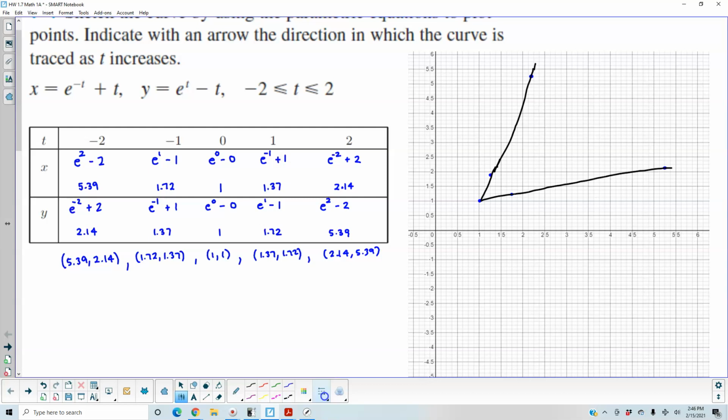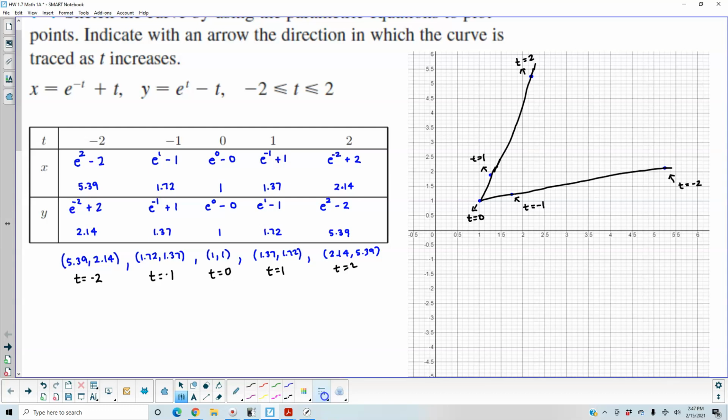So what do those arrows tell us? Well, when t is -2, which was our first point, that point here is where t is equal to -2. And here is when t is equal to -1. Over here is where t is equal to 0. Here's when t is equal to 1. And here is where t is equal to 2.